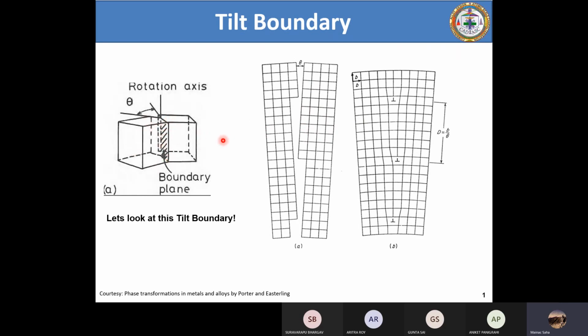Okay, and I said one thing wrong. Don't look at this side of the grain boundary either, because this side will not be able to show anything like this. What you have to do, I will tell you. I made a mistake, I should not have said that.